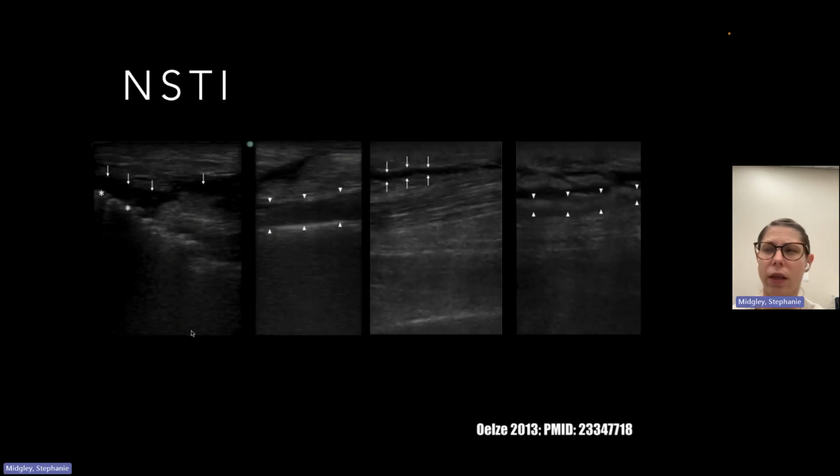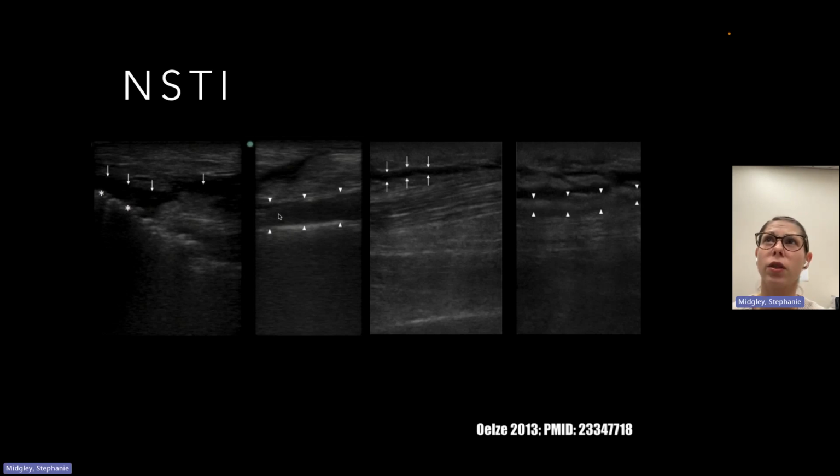So here is a study from 2013 showing a couple of examples of NSTIs. The first one here, this is fluid that's tracking deep along the fascial layer. And these stars are actually air. So this is all sub-Q air. This is a lot of air in here. And air is very disorienting. You can't really see anything going on deep to that.